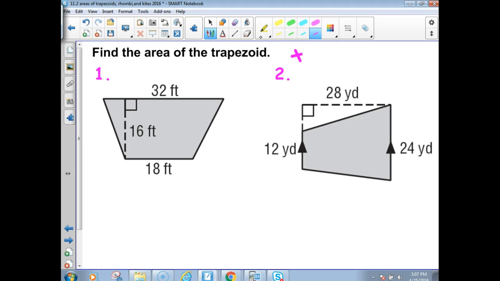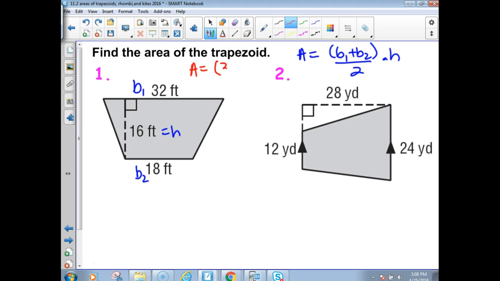I forgot I had a highlighter going. Okay, we're going to use the formula for trapezoid, which is base 1 plus base 2 divided by 2 times the height. It doesn't matter which you call base 1 and base 2, but it does matter which one you call the height. So area for this one, we'll just quickly add those bases, 32 plus 18, divide by 2, and multiply by 16.